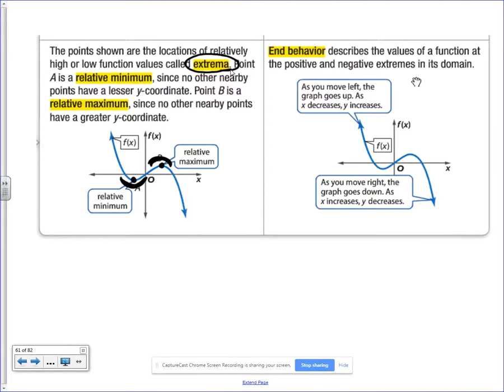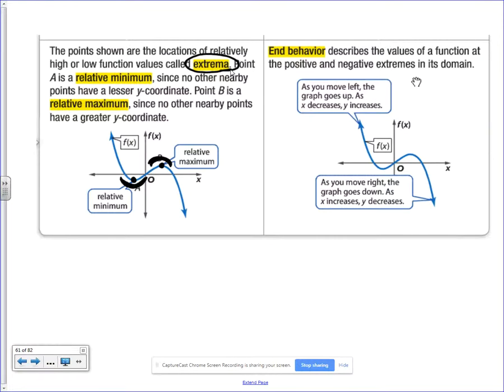This is where we get to look at the arrows. So if I say the left-hand behavior, what side of the graph am I looking at? The left side. It's not rocket science, right? Look at the left arrow. Is that thing going up or going down? So you would say the left-hand side is increasing.